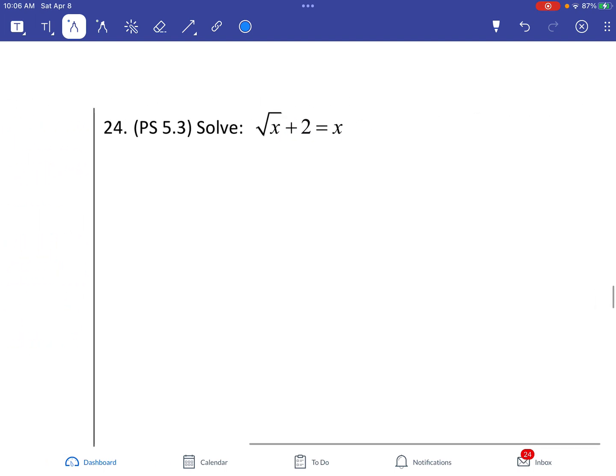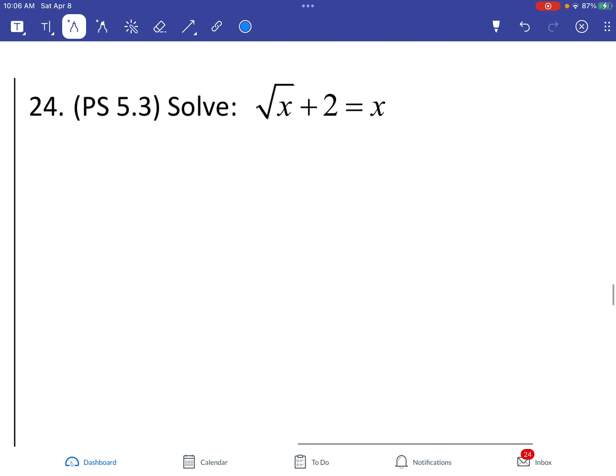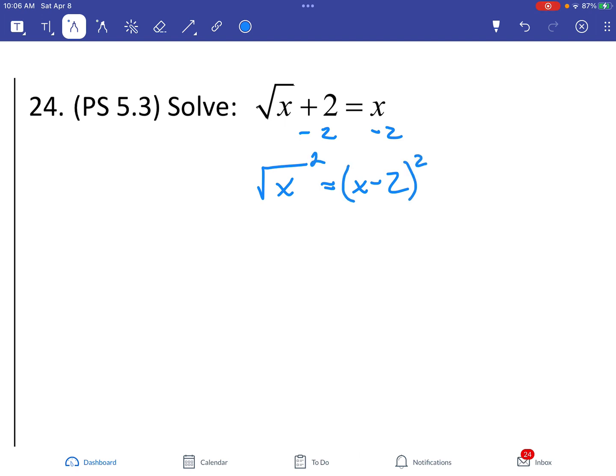Next. In this case, before we can square both sides to get rid of the square root sign, we have to subtract the 2. So we'll get the square root of x equals x minus 2. Now we do have to square both sides. So the square root and square root would go away. So we have x is equal to, and now we have to multiply x minus 2 times itself. So x minus 2 times x minus 2.